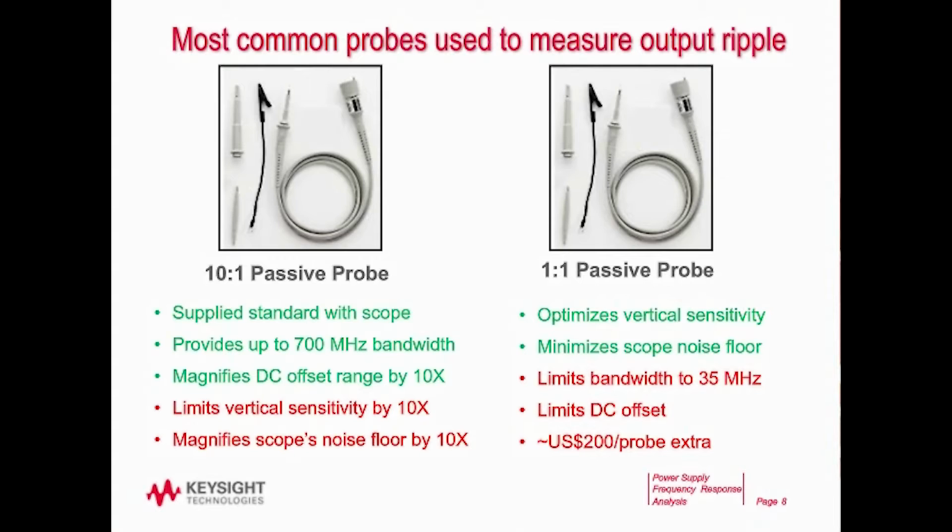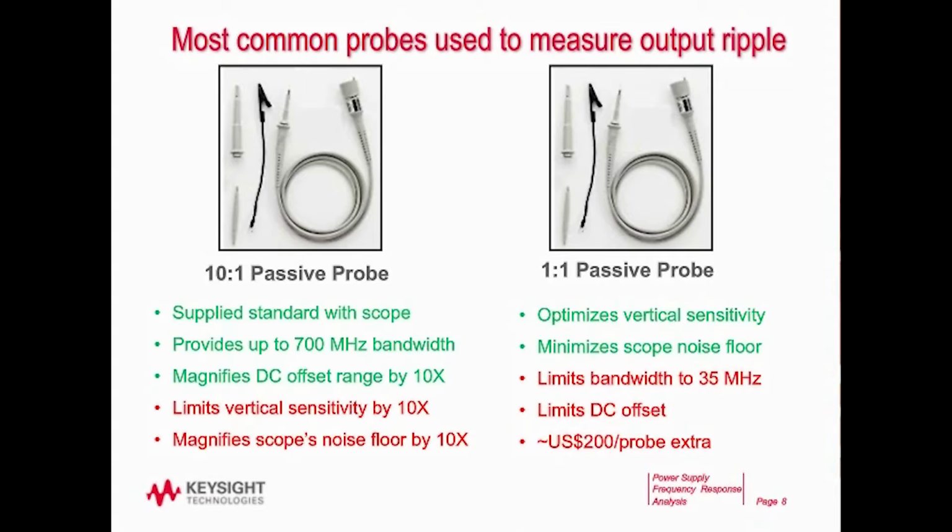It also magnifies the DC offset range by a factor of 10. So if your scope at its minimum input sensitivity only has 2 volts of DC offset, or perhaps 5 volts of DC offset, and if you want to measure, say, a 12-volt supply, using a 10-to-1 probe, you can easily do that without using AC coupling. And we'll talk about later why that is sometimes important.